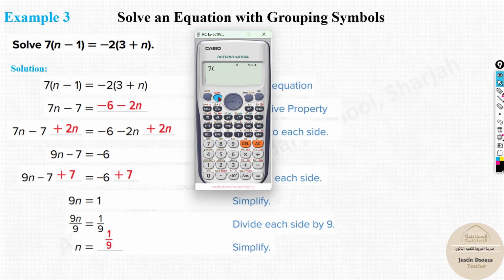7 bracket n is the variable. You must use x for that. Minus 1, close the bracket, equals negative 2 times 3 plus alpha x. And now shift and solve, you'll get the answer.